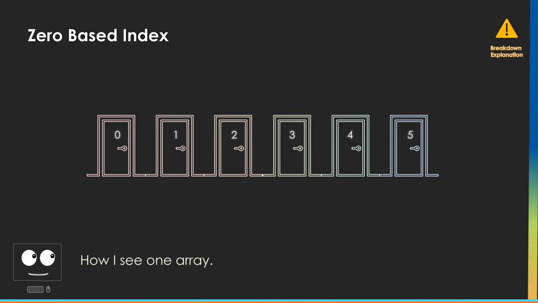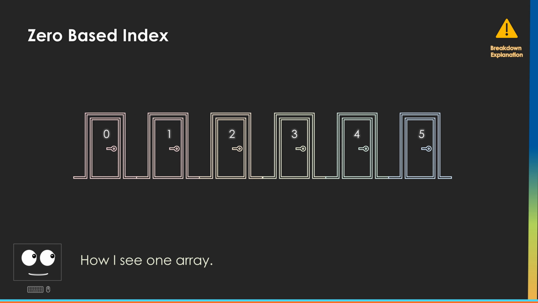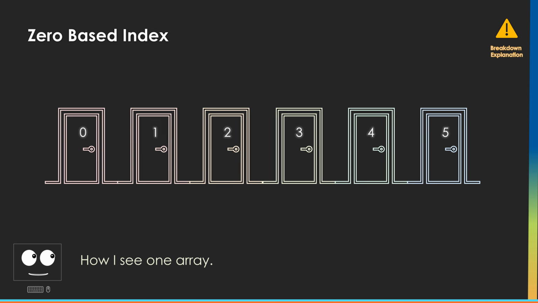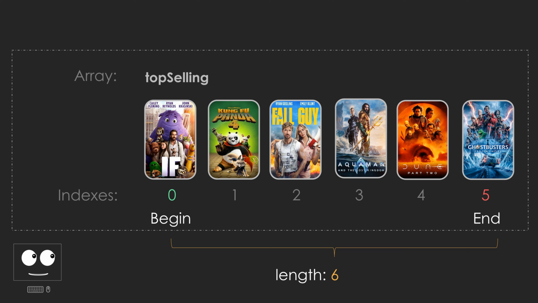An easy way to see arrays is imagining a hallway full of doors, starting with 0. Each element is stored in the room behind one door. So, if you want to get a specific element, you need to know the number of the room where it is located. Summarizing, our top-selling array contains 3 pieces of information: the elements, the indexes, and the length. The length is equal to 6, the initial index is 0, and the final index is 5, not 6.